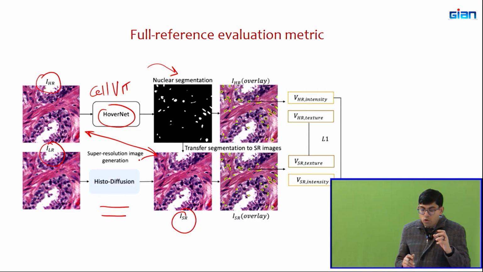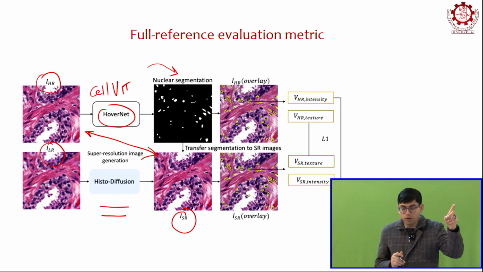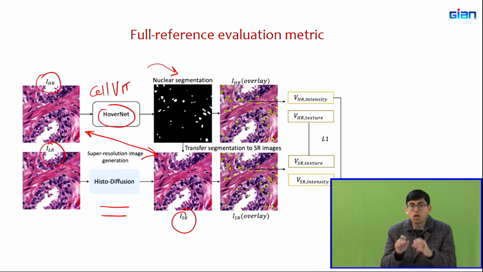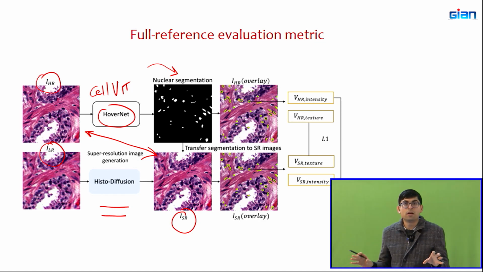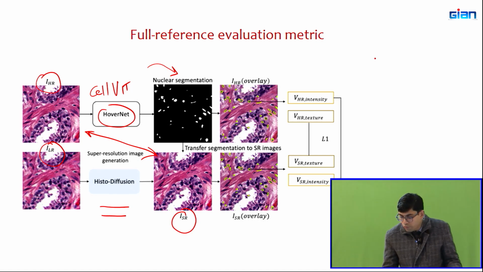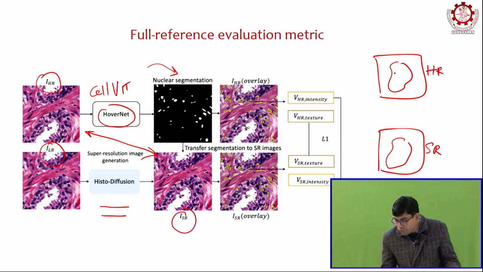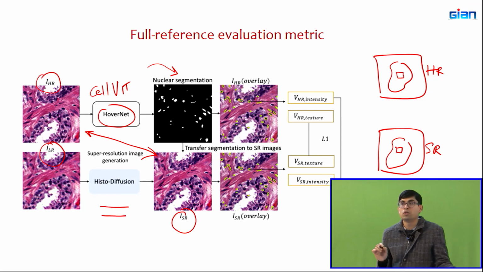Now what we do is we take the nuclear segmentations that were obtained from the original high resolution image and transfer them to the super resolved images. Ideally, if the super resolution works fine, the location of the nuclei should be exactly the same, right? If this is the low resolution image, this is the high resolution image, and this is the super resolved image, and a nucleus is in this location here, it should be exactly in that same location. The location should not change.